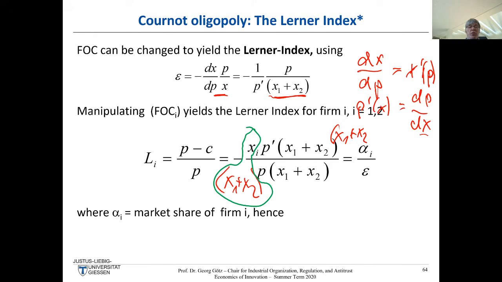And you see that if you have more than one firm, if you have two firms which are symmetric, you would have 1 over 2 epsilon, and therefore the price would be closer to marginal cost. The Lerner index would be smaller and you would have smaller market power. Oh, that's just a definition.